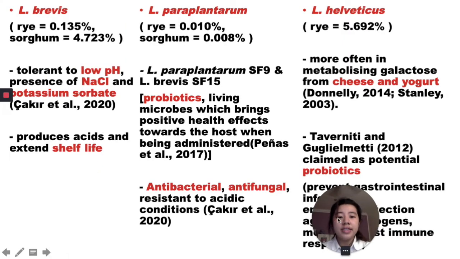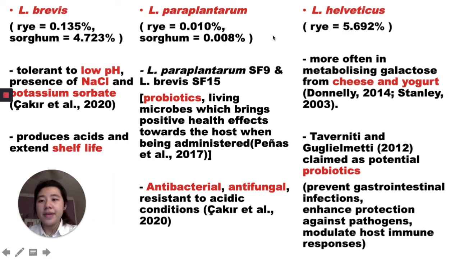And then these 3 are important LAB found in sourdough starters. First is Lactobacillus brevis. It is tolerant to low pH, the presence of sodium chloride and potassium sorbate. All these 3 are normal conditions in sourdough bread. That's why it's suitable to produce sourdough bread, and it also has the property of extending the shelf life of sourdough bread. Next will be Lactobacillus paraplantarum.